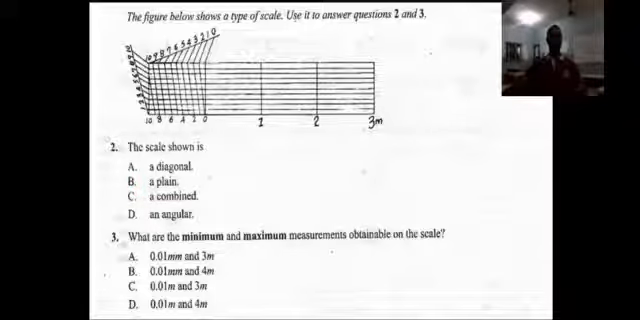Number 3. What are the minimum and maximum measurements obtainable on the scale? The answer is D.